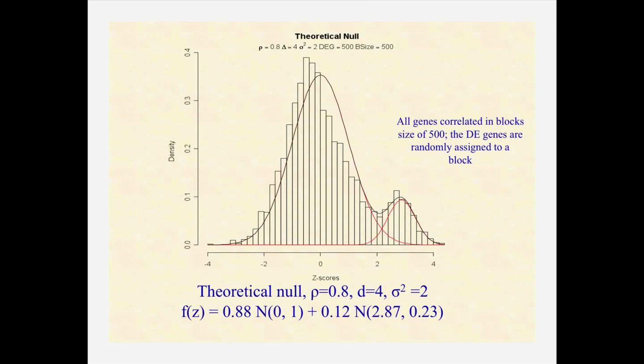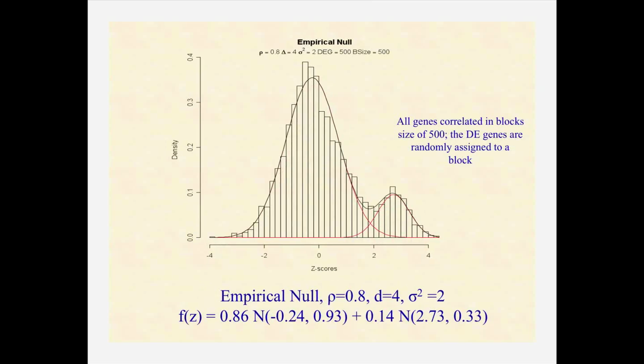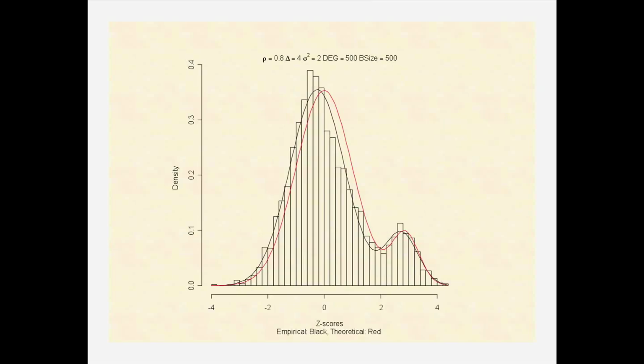Then this is our fitted mixture density here. This is a theoretical null because we force this density to be a normal 0,1, and that's the overall fit. And if we allow the null density to be estimated, then this is our estimate. The mean is minus 0.24, and the variance is 0.93, and we get a better fit. If we look at those on the same curve, the red is using the theoretical null, and if we use an empirical null, we get this black fitted mixture. I'll skip through the other curves, which show roughly the same thing.